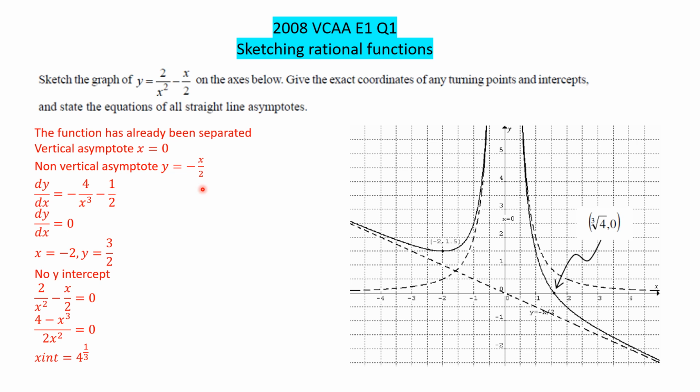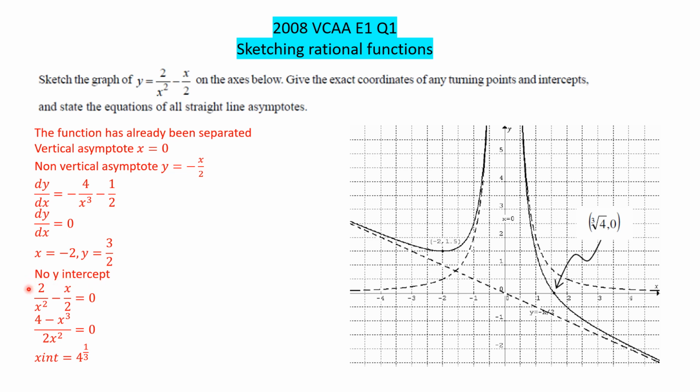To work out the turning point, you find dy/dx, and then you make dy/dx equal to 0, and then you solve for x. In this case, there's only one x value. And then you can find y by substituting back into here. And in this case, we do not have a y-intercept because x cannot be equal to 0. That's the vertical asymptote.